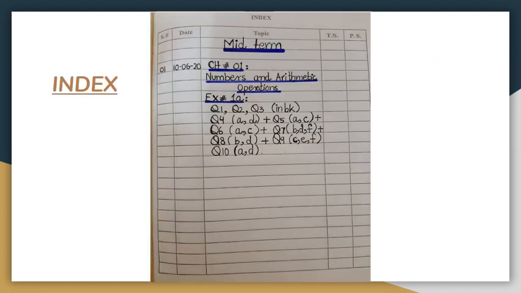This is the index in your copy. Make sure whenever you work in your copy, write your index first. For today, that is the current chapter name, question number, or exercise number.